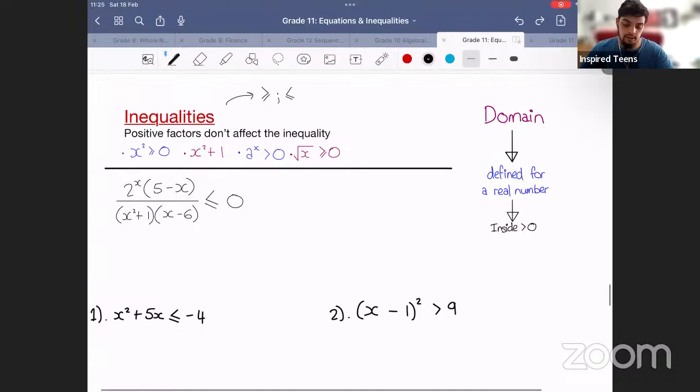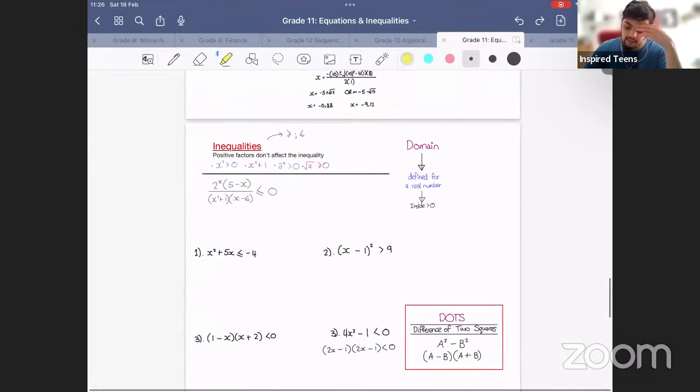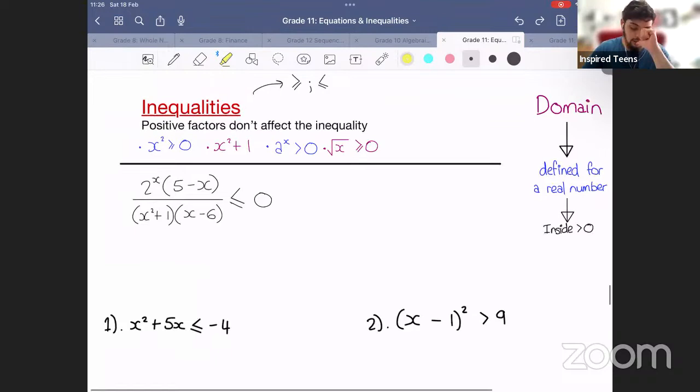Okay, inequalities, positive factors. When we talk about inequalities, we talk about greater than, less than, or even equal to. So in this case, greater than or equal to, less than or equal to. When we say positive factors don't affect the inequality, basically we don't have to consider them. Now in the exam, the examples most likely are not going to be as complicated as something like this, but nevertheless, let's work through it.